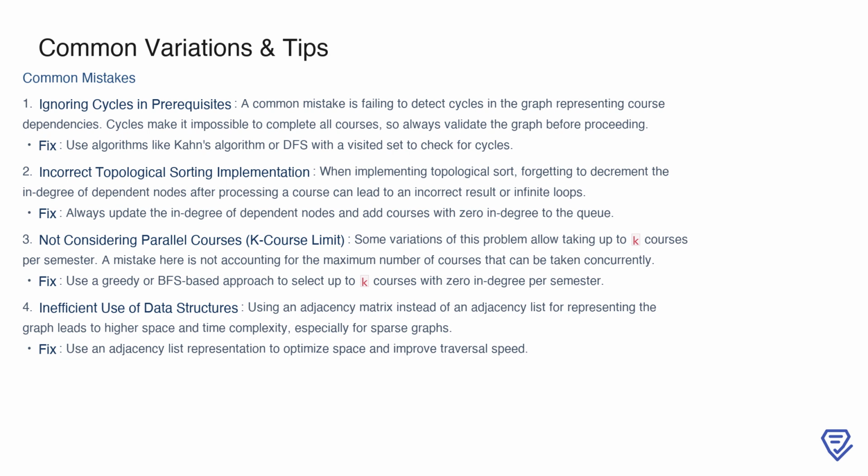Another mistake is not properly handling the limit on how many courses can be taken in parallel, which is a key aspect of this variation. To fix this, adopt a greedy or BFS-based approach to select up to the allowed number of courses per semester. Finally, inefficient data structures, like using an adjacency matrix instead of an adjacency list, can lead to unnecessary time and space complexity, especially for sparse graphs. Transitioning to an adjacency list can significantly boost efficiency.